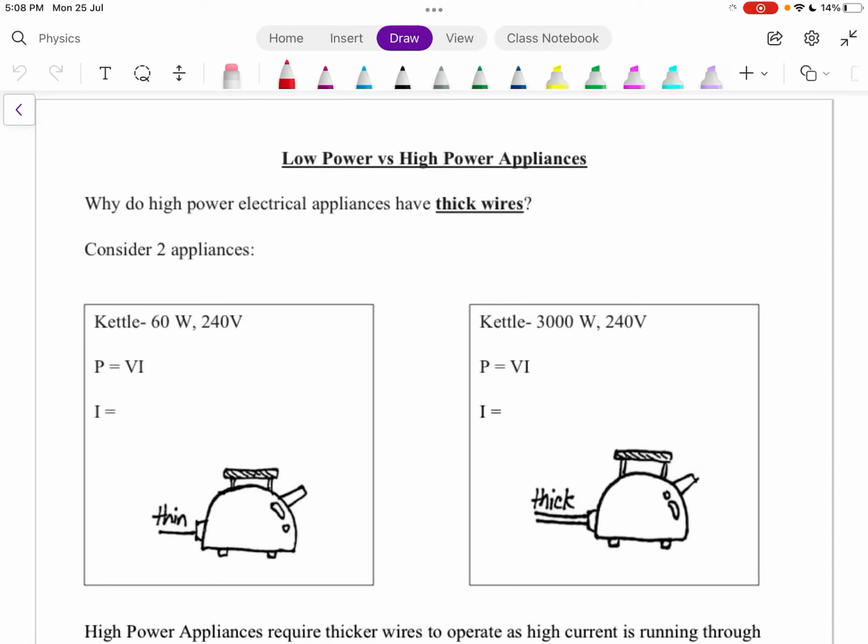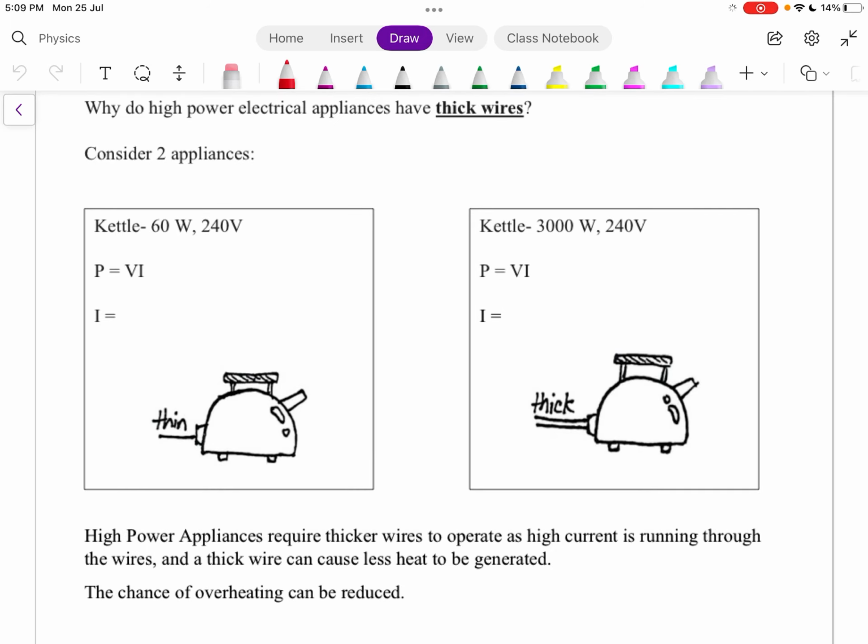Alright, so have you ever considered why low and high power appliances have different thickness of wire? So why do high power electrical appliances have thick wire? Consider two appliances. The very first electrical appliance is a kettle that has 60 watts and 240 volts. Normally in a physics question, they will say this kettle's normal operation is at 60 watts, 240 volts.